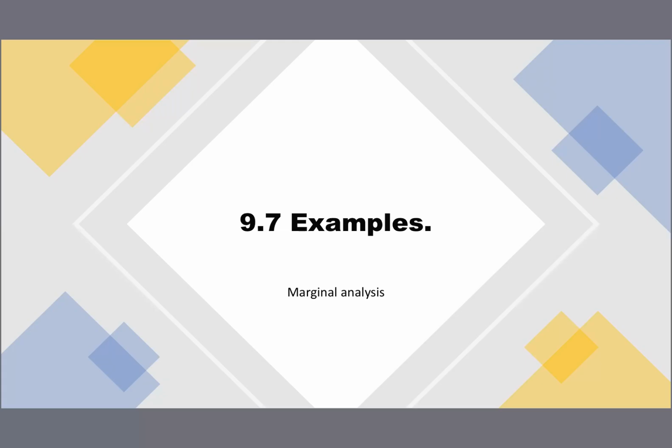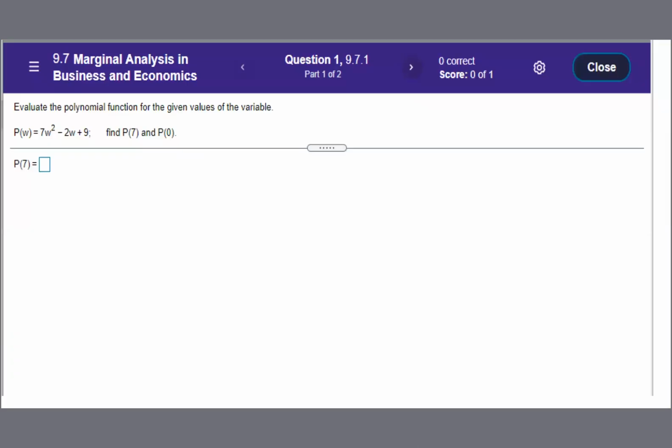Hello everyone, in this video I will work examples for section 9.7 in which we're studying marginal analysis. So in the first example, we're asked to evaluate the polynomial function at the given values of the variable. In this case, the variable is w, and we're asked to evaluate p at 7. So in our case, w equals 7, so we're going to plug in 7 for w.